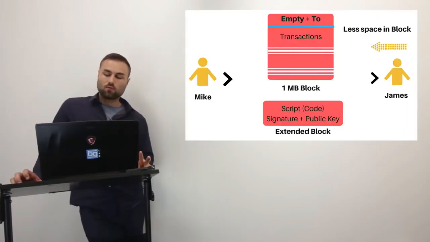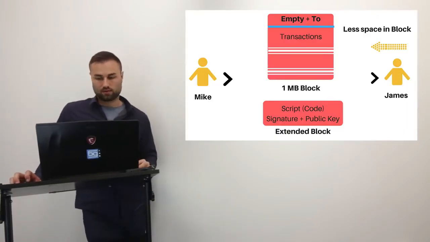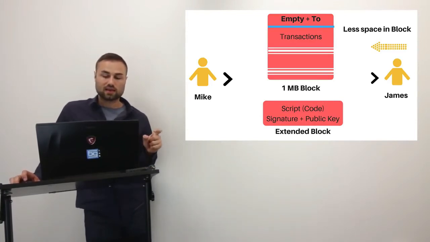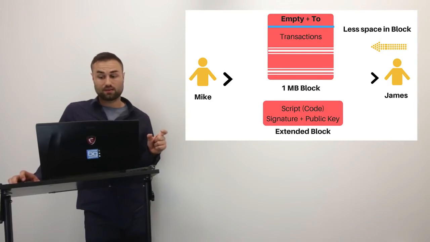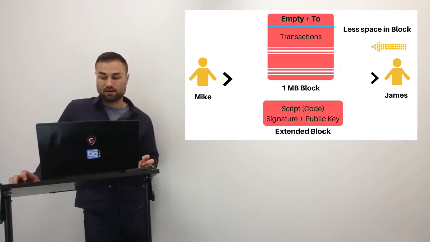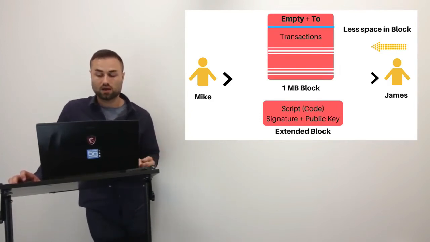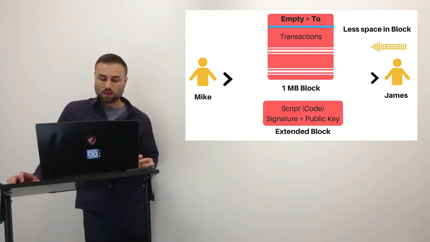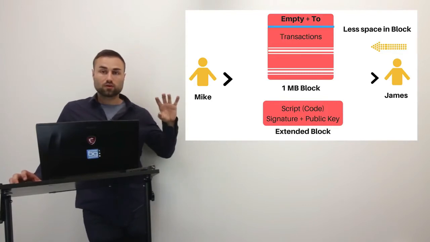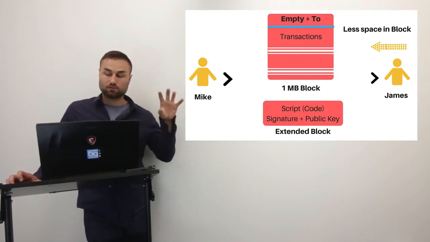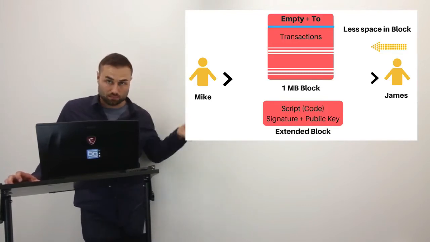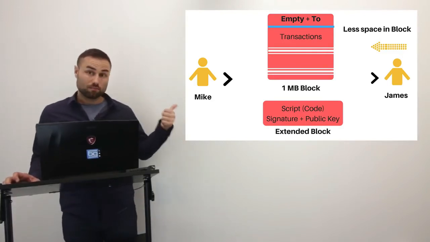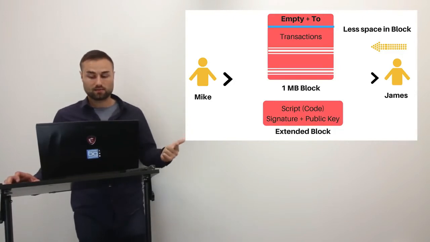So if Mike wants to send James a Bitcoin, traditionally it would be a signature to James, but in this case, the signature is actually empty. So the only information going into that original block is just the receiver's information, which is James. So how this works is one block just has the information of James, and then there's going to be an extended block which has just the script. That includes the signature of Mike and the public key of Mike.